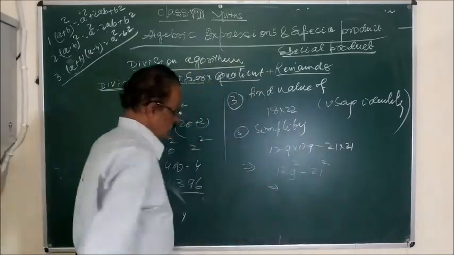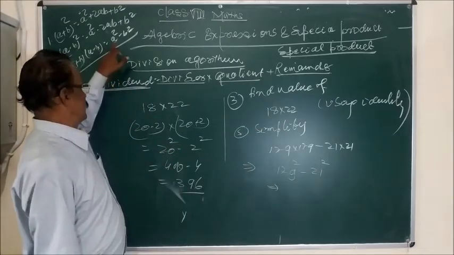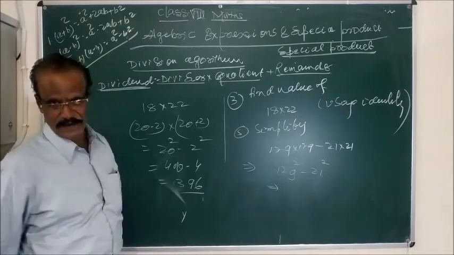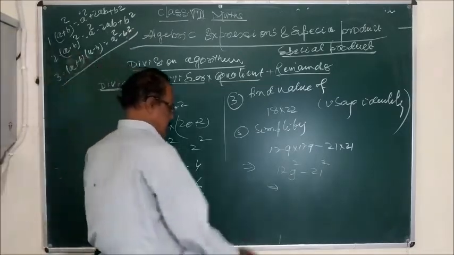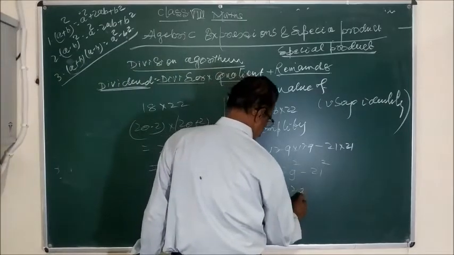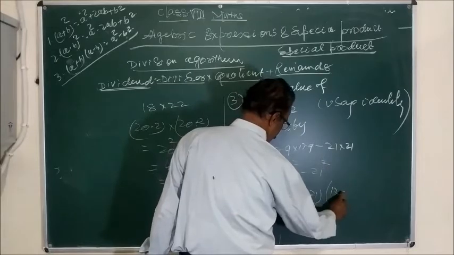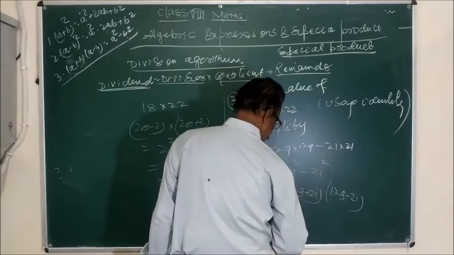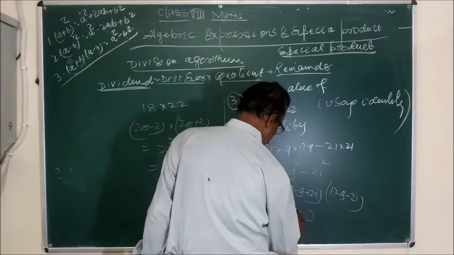Now you see, you compare this: 179 square minus 21 square, a square minus b square is equal to a plus b into a minus b. You can solve using this identity. So this will be 179 plus 21 and this will be 179 minus 21.